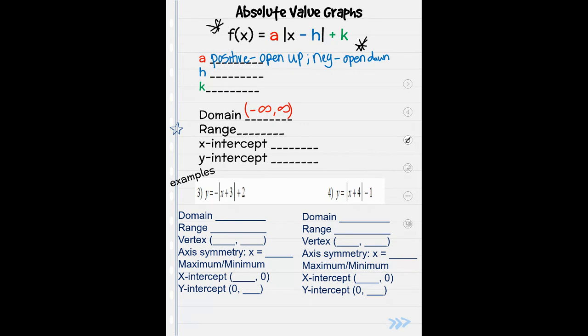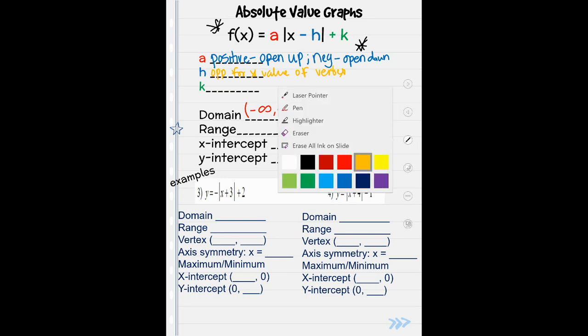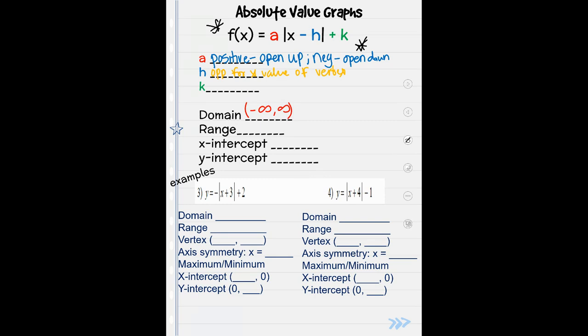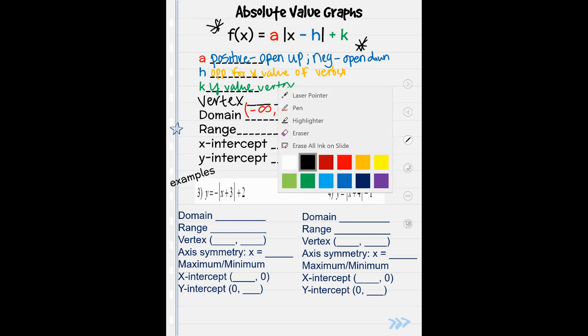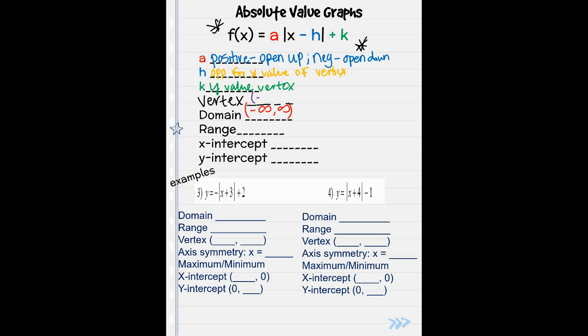Our H, we're going to use the opposite for the x value of our vertex. Opposite, what do I mean by opposite? We're going to change that sign. K is going to be our y value, just as it is for our vertex. So our vertex, I didn't write it here. Let's pretend I did. Vertex is going to be negative H, comma, K. And I'll explain that in just a second.